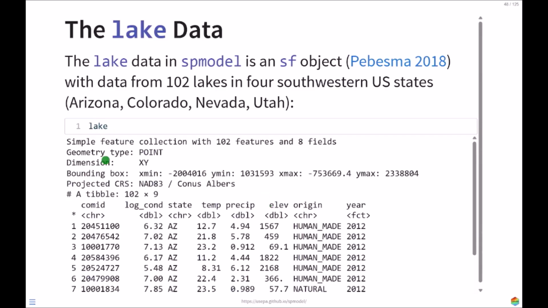So if we print the lake object here, we see the first few rows of this summary contain some geometric information. We have the geometry type point, meaning that observations are measured at point locations or point reference locations. So these are geostatistical data. We have a bounding box, a projection, so on and so forth. We have several variables here. We have a common identifier based on the NHD. We have log conductivity, which is a measure of salinity at the lake. We have the state, temperature, precip, elevation, lake origin, whether the lake is naturally occurring or human-made, and then the year that the data were collected.